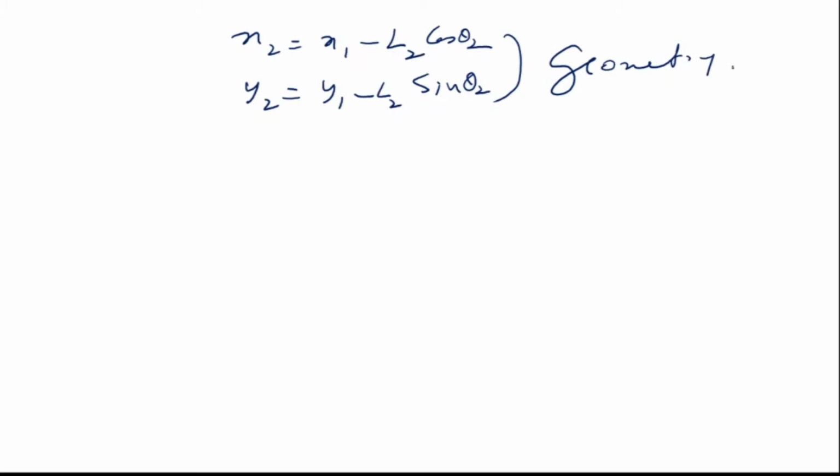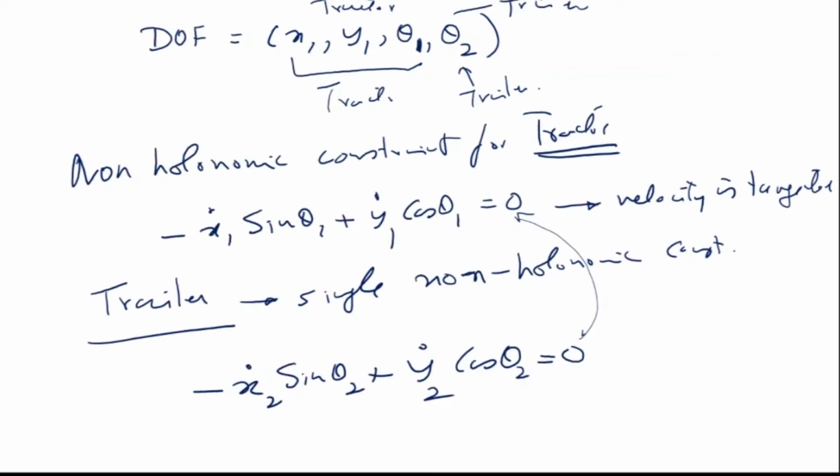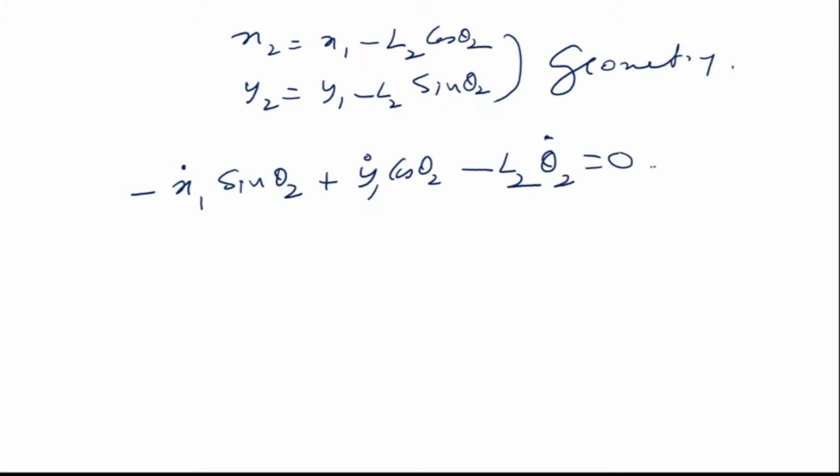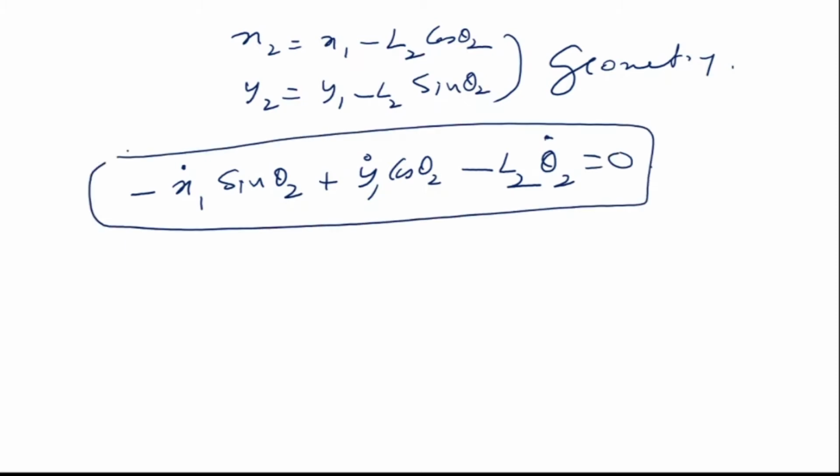Now, if I differentiate and add to the first equation, that is equation 1, then combining these equations, we get x1 dot sine theta 2 plus y1 dot cos theta 2 minus L2 cos theta 2 dot is equal to 0. Combining these equations, this is what we get.